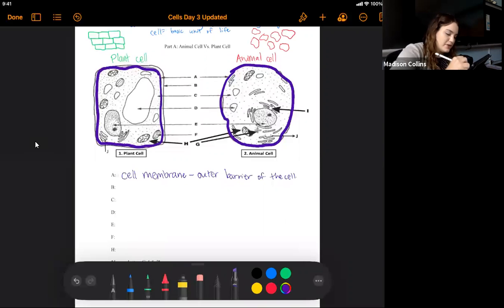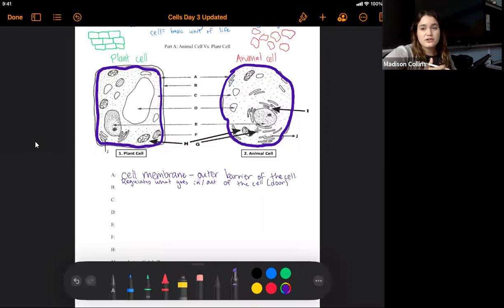Okay. Additionally, this regulates what goes in and out of the cell. And so because of that, I told you guys that this is kind of like the door of the cell. Remember, if I close and lock that door, you guys aren't getting in this classroom. But if I open the door, you're welcome to come in, right? So the cell membrane is the outer barrier that regulates what comes in and goes out of the cell.